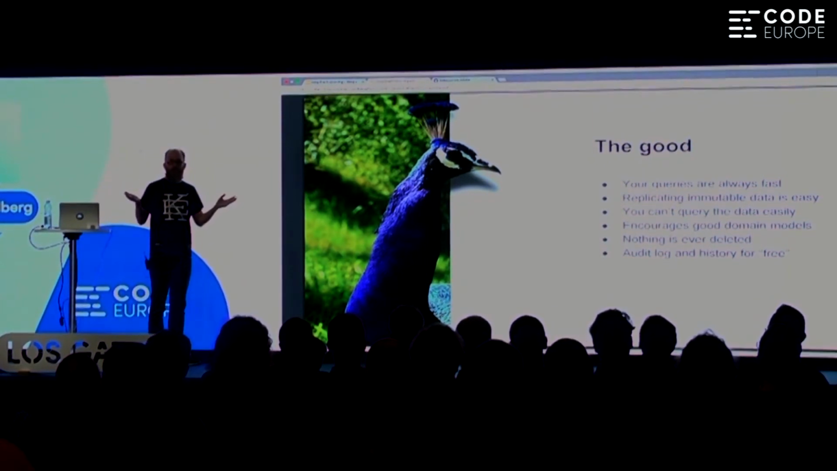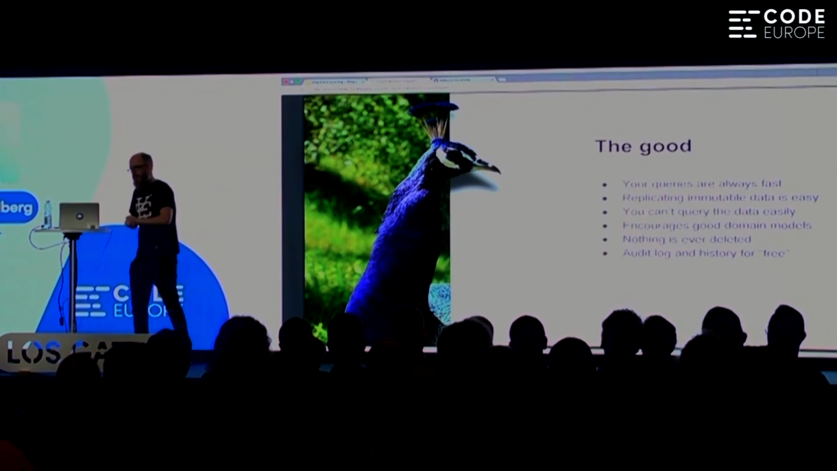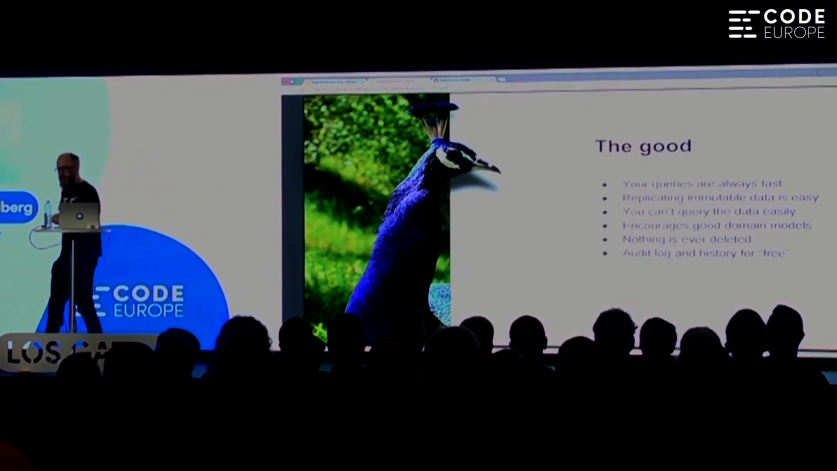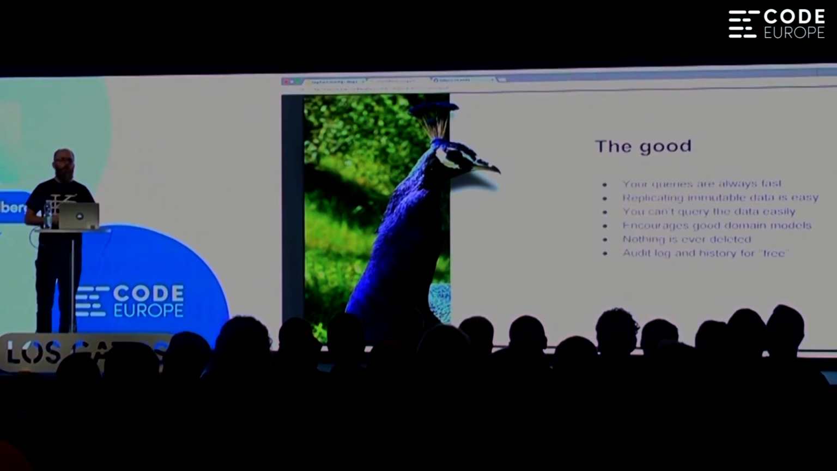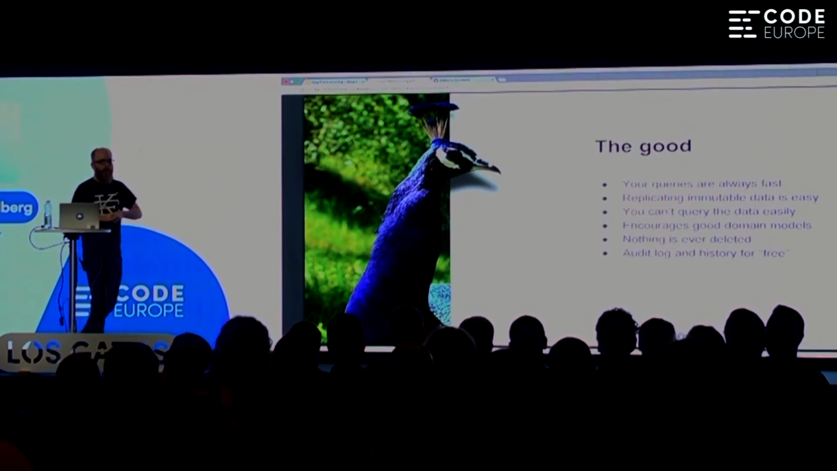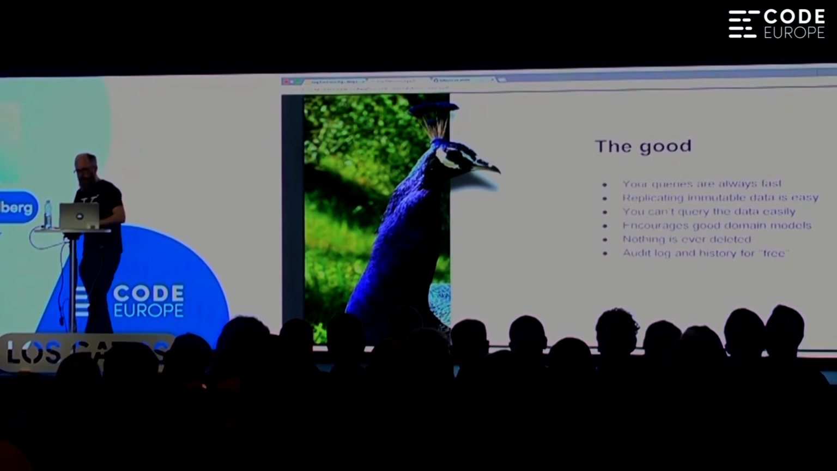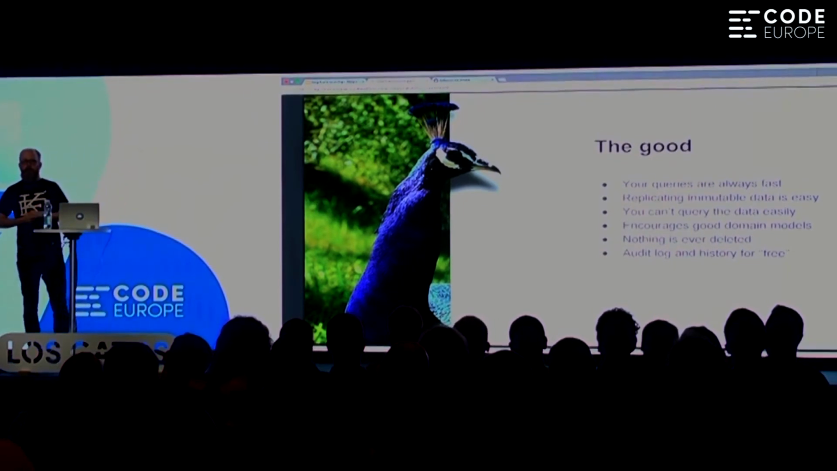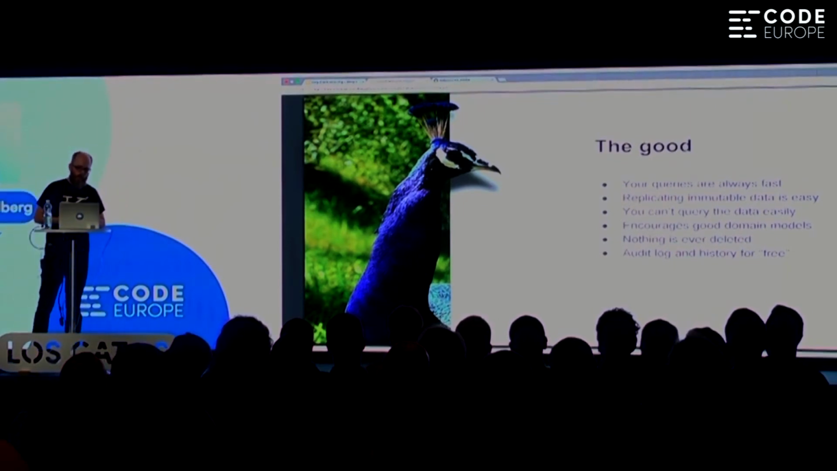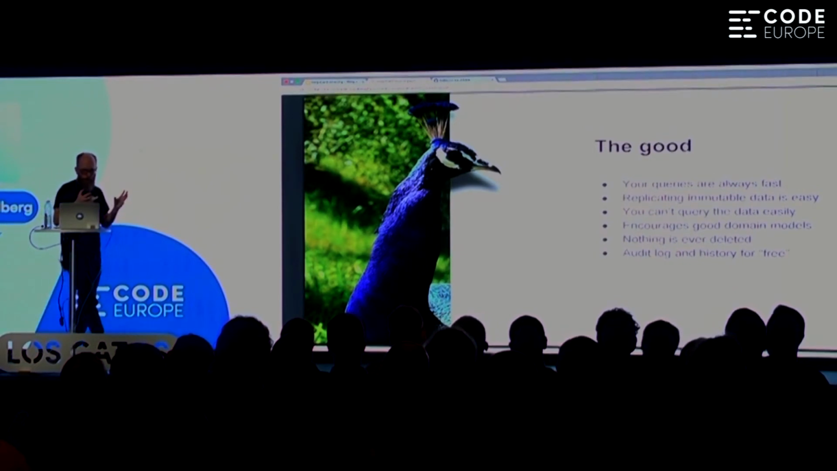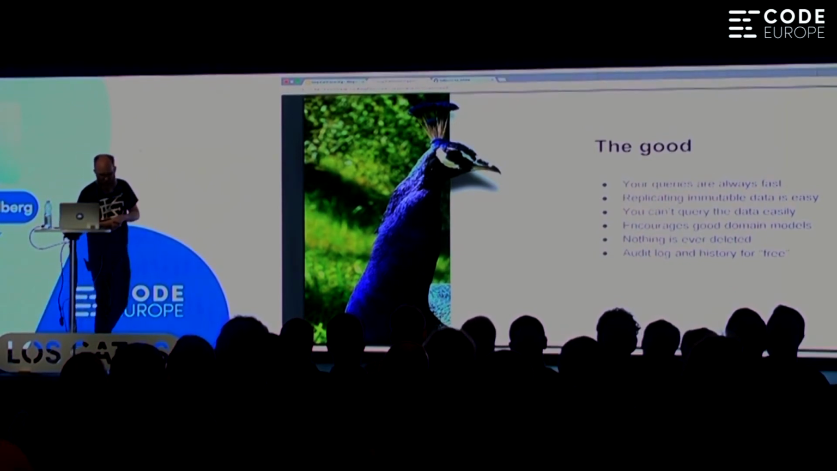There were good things. Our queries are always really, really fast, because they're always operating on the only index we have, which is account ID or order ID. And I think all databases can handle that. We use Postgres a lot, and there's no problem.